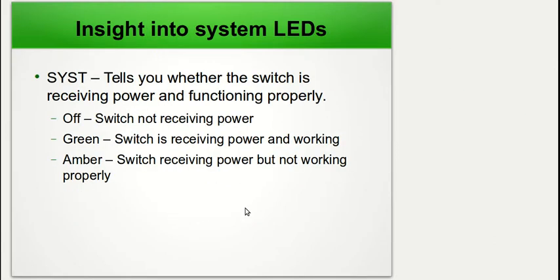Now let's have a look at the switch LEDs. The first LED we have on the switch is known as the system LED, and it tells us whether the switch is receiving power and whether it's functioning properly. If the system LED is off, if there's no light next to it, then the switch is not receiving power. If it's amber, the switch is receiving power but it's not working properly, and if it's green, the switch is receiving power and it's working correctly.